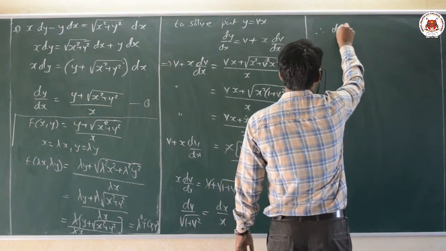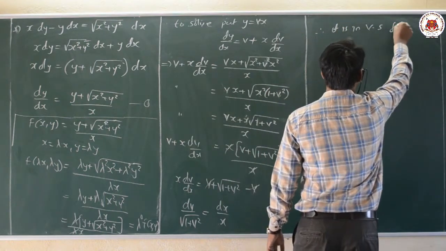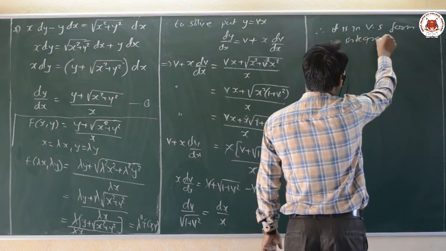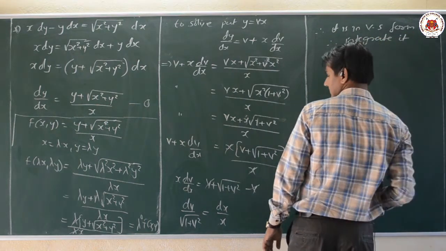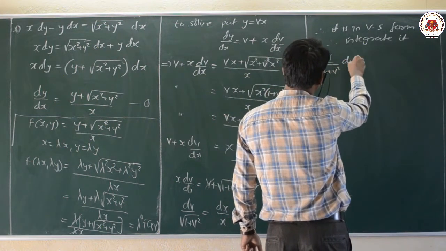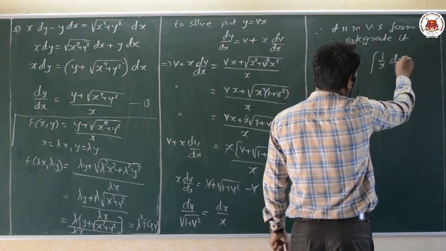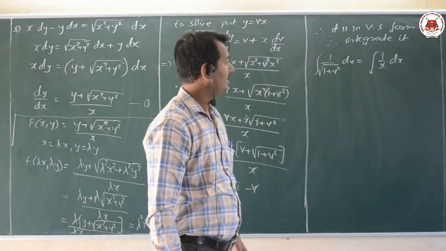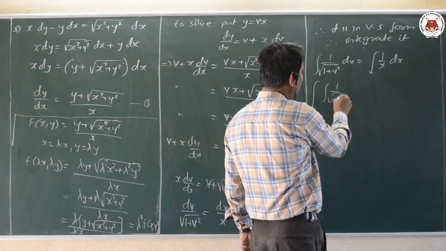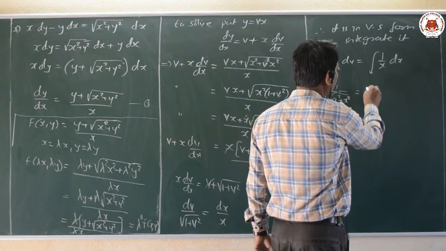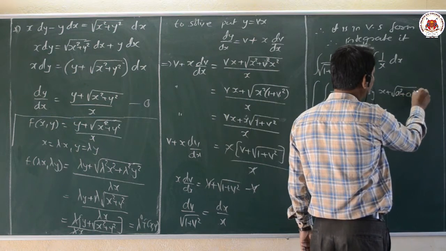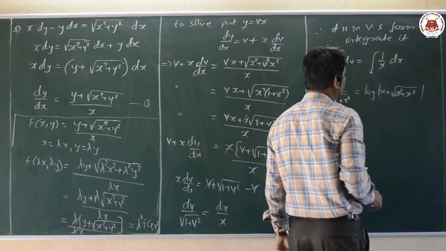So therefore it is in variable separable form, and therefore we integrate it. Let us observe what we get after integration: the integral of 1 divided by the root of 1 plus v square dv equals the integral of 1 by x dx. Now you can integrate it. What is the integration of 1 divided by the root of x square plus a square? That is log of x plus the root of x square plus a square, plus c.